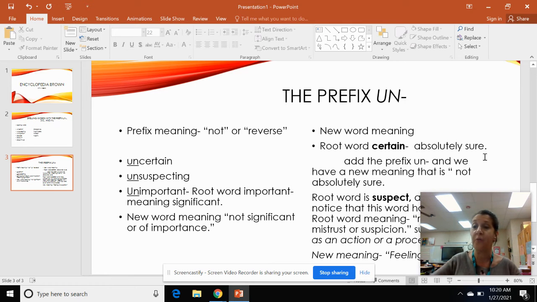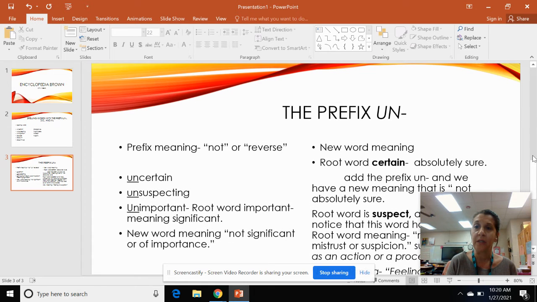Now, remember, I tell you this every week. Your dictionaries and online resources are always available, and you may use them to help you with your definitions, to look up those meanings if you're not sure. So, certain means absolutely sure. If we add the prefix un, we have a new meaning, and that new meaning is not absolutely sure, which makes perfect sense because un has a meaning of not. Very good. I'm so proud of you.